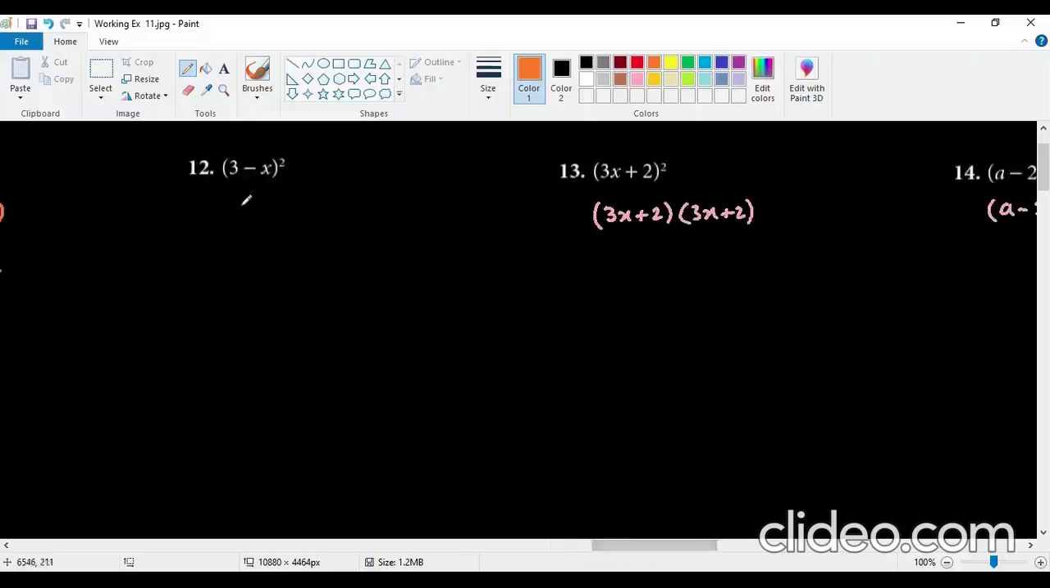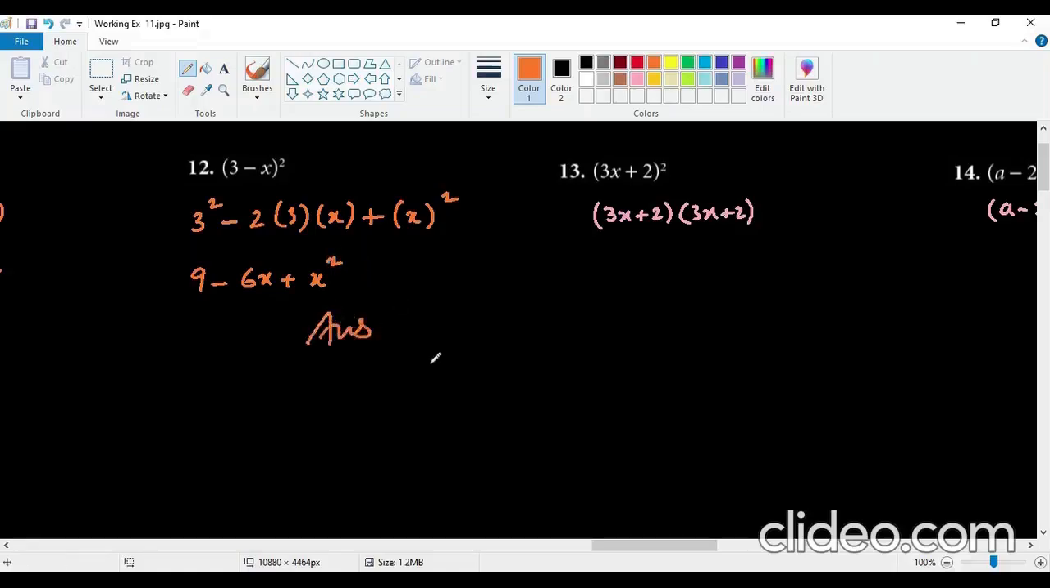This is a minus b, that means a square minus 2 times ab plus b square. So this is going to give me a 9 minus 6x plus x square is going to be your answer.